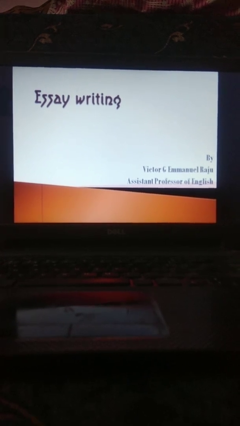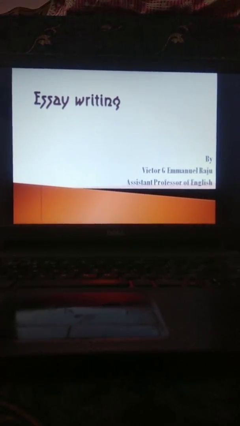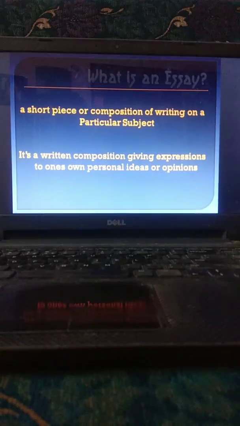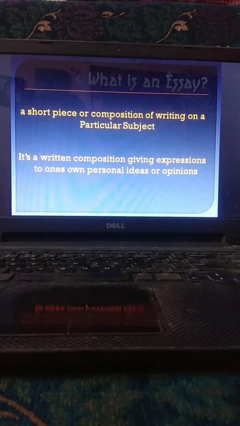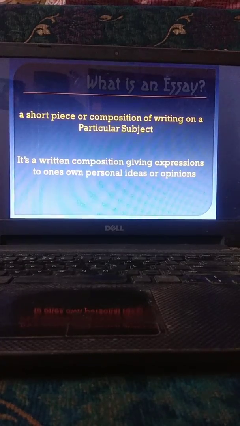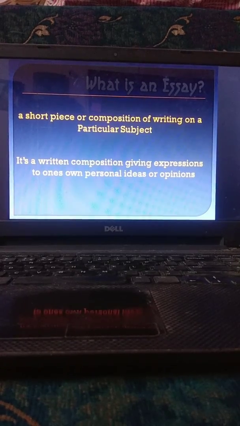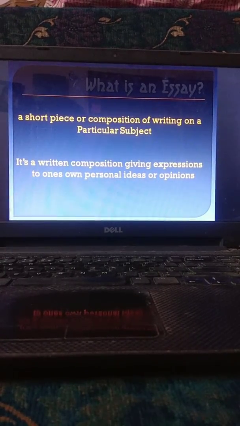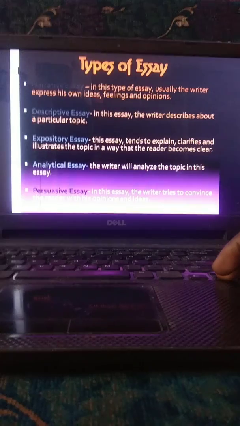However, an essay is a piece of non-fiction writing that discusses a specific topic. Let's see what an essay is all about. As you are seeing here, it is a piece of writing outlined on a particular topic or subject, where the writer expresses his own opinions or ideas. So this is the exact definition that we can get about an essay. Our next one is here.